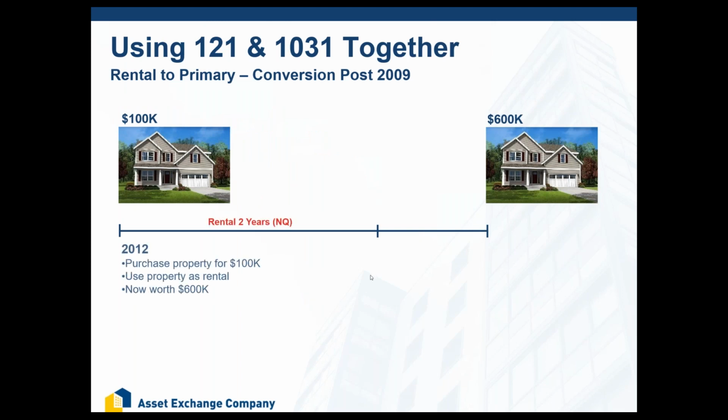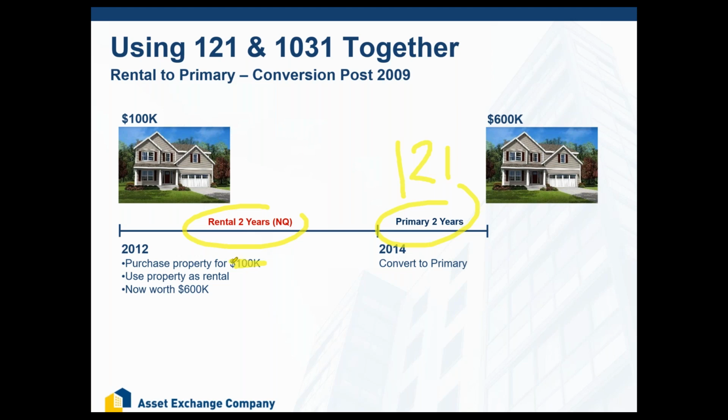Let's talk about this. Because this is the advanced class, I want to talk about how you can convert a rental property into a primary. Now, why would you want to do that? You want to do that because once you have converted your rental to a primary, you can take your homeowner's exemption and avoid paying taxes, right?